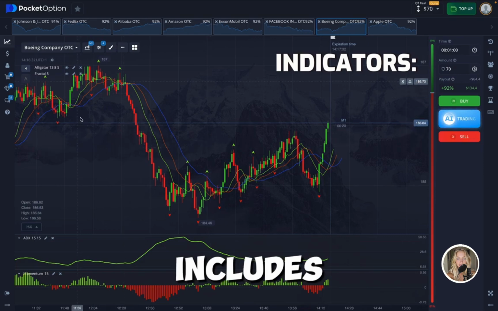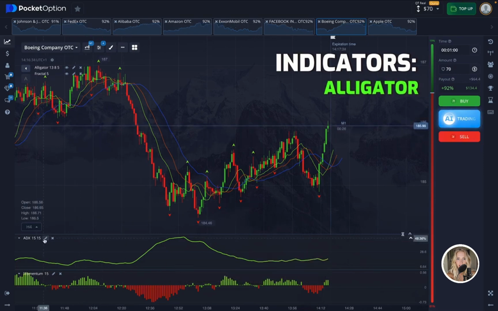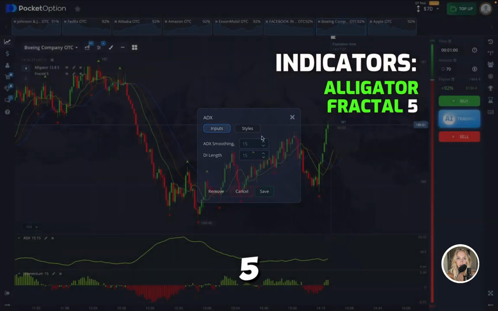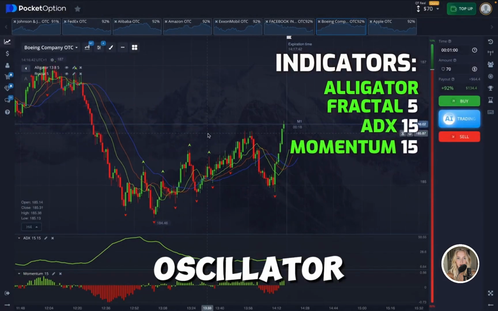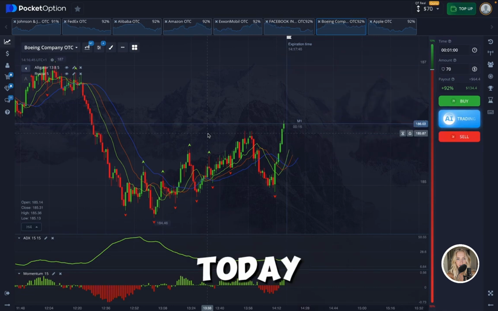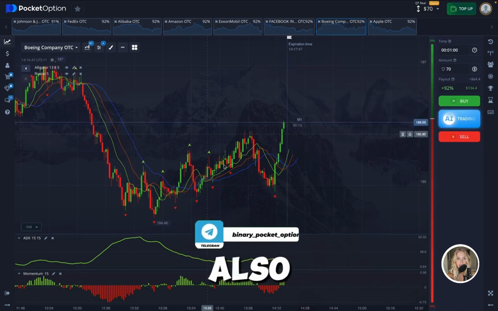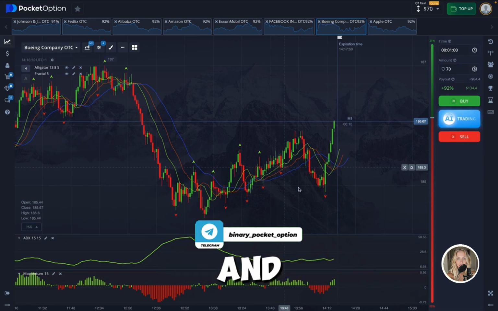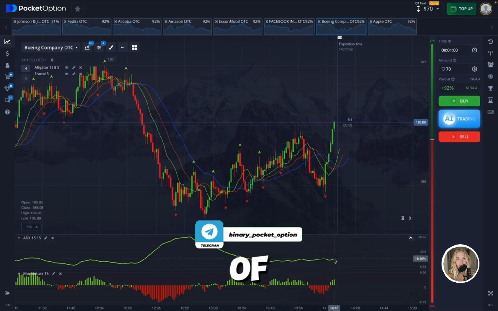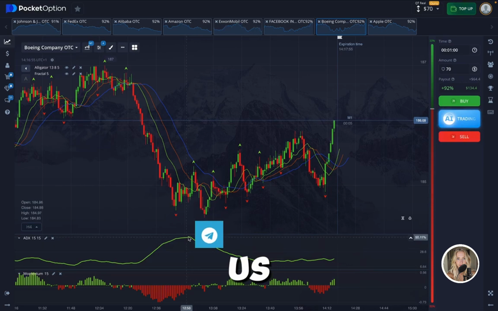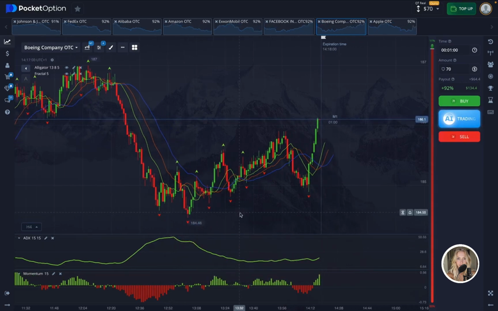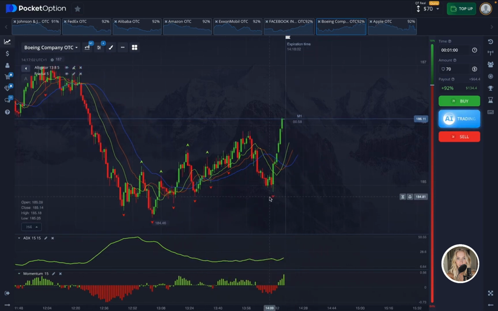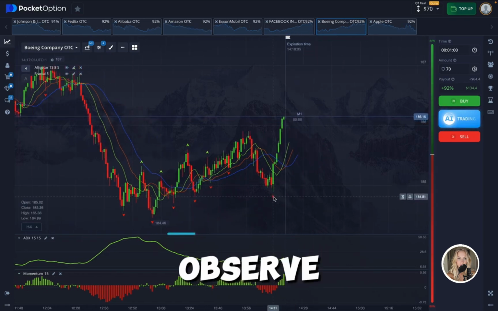It includes the alligator, fractal with period 5, ADX oscillator with parameter 15, and momentum oscillator with period 15. Today, we will be oriented on the trend and also observe the volume of movement, and ADX will show us the average character of the direction of movement, will show us all sorts of peak points from which we will have a reversal in the trend. All of this we will also analyze and observe today.